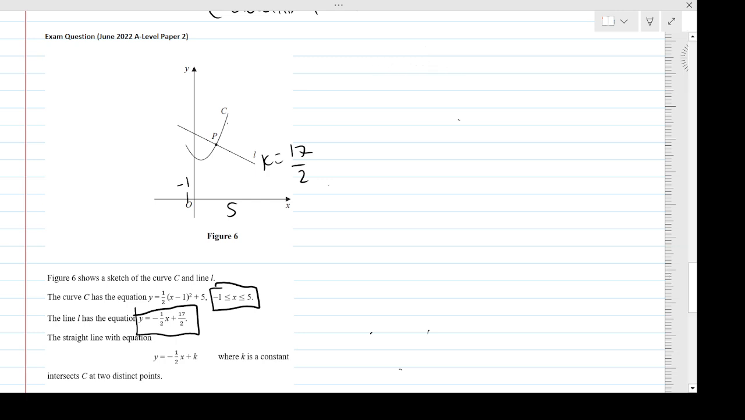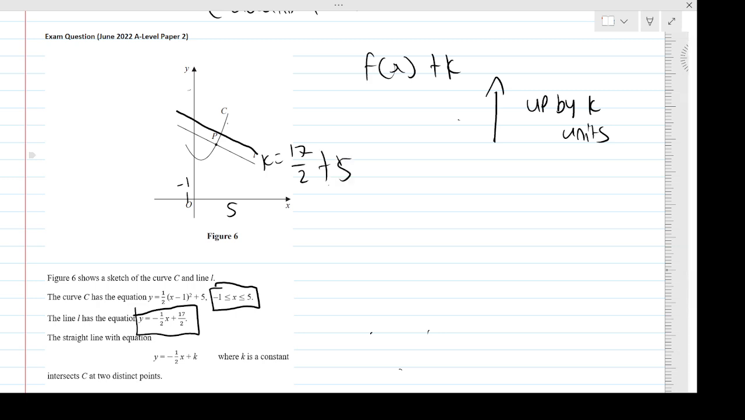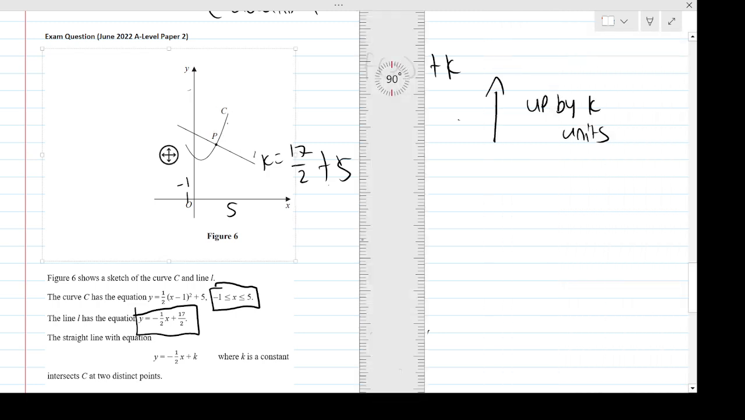But what you need to remember from GCSE is this: when we have a general function f of x, if we are adding a number k at the end of it, that is shifting the curve up by k units. So if we had k as 17 over 2, if we then added 2, it will move the line upwards like this. If we then said 17 over 2 add 5, it's going to shift it another 5 units up from where it was.